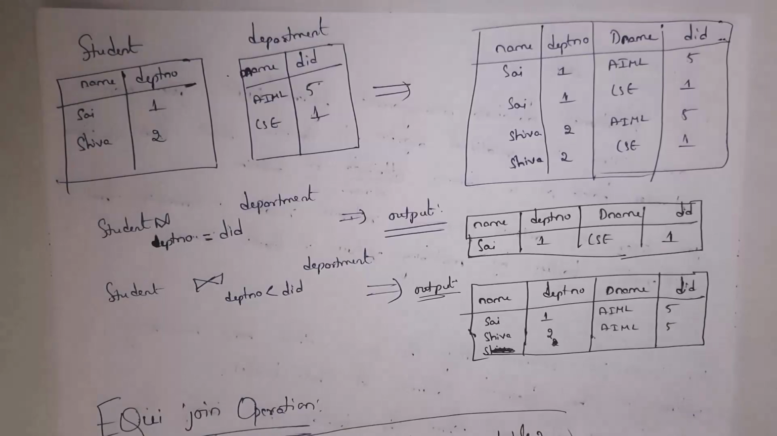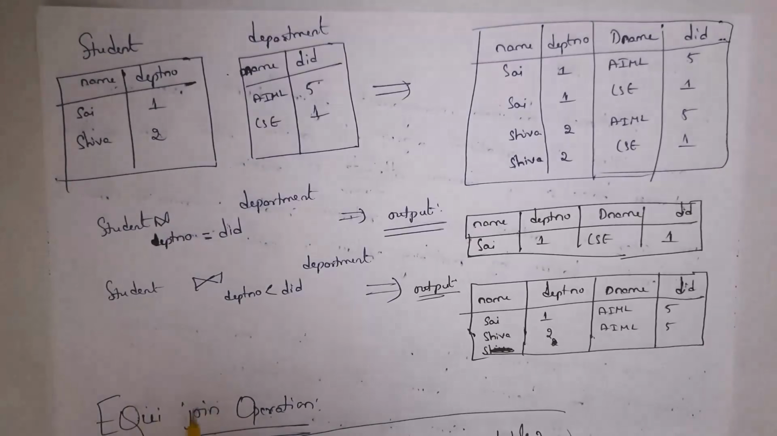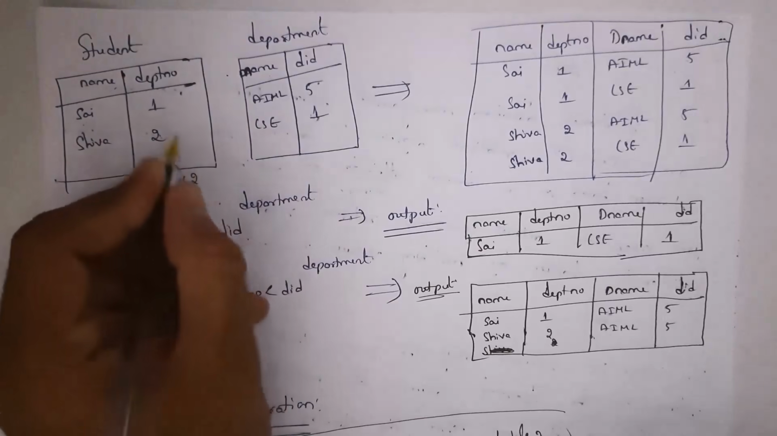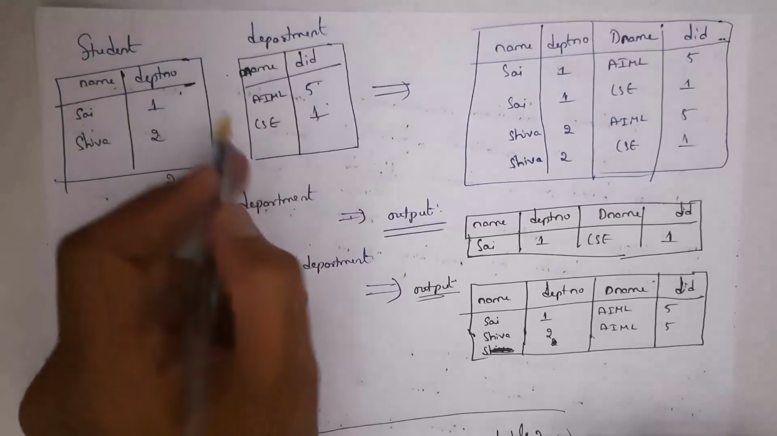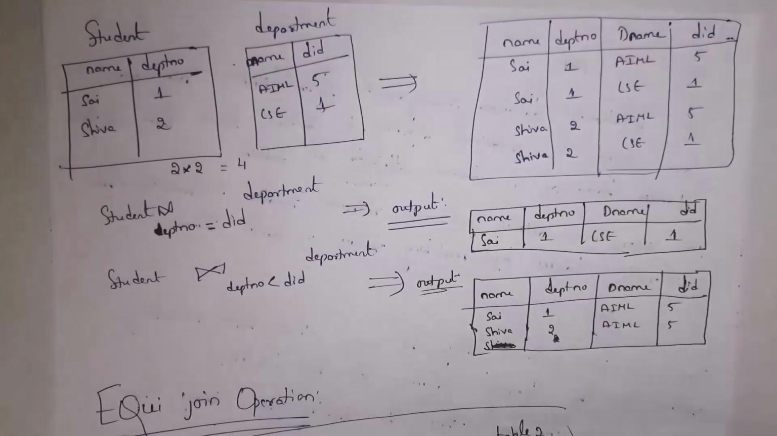Guys, before performing any inner join operation, at first you need to convert these tables into a Cartesian product. Cartesian product is nothing but, for example, in this table there are 2 records and similarly in this table there are 2 records. Whenever you perform a Cartesian product, the first table contains 2 records and the second table contains 2 records, so 2 into 2, in total you will get 4 records as output.